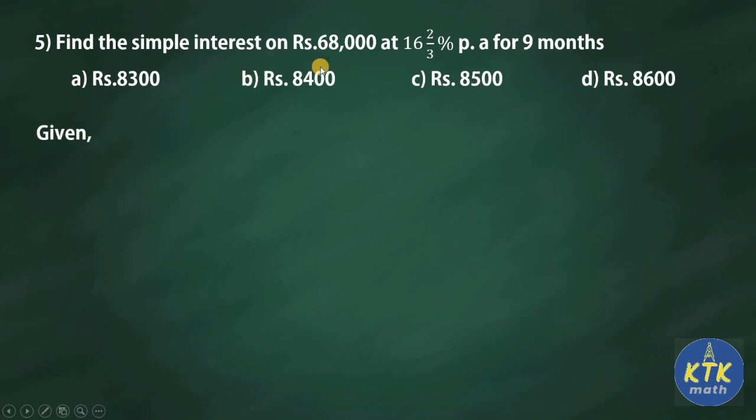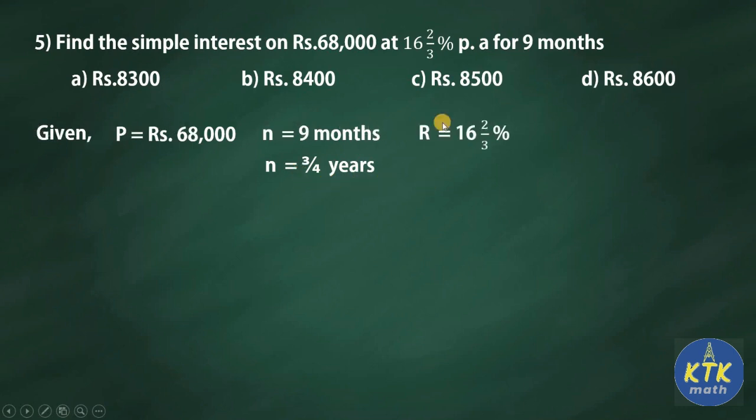First thing you need to find is what is given in the question. What are the values they gave? Principal value 68,000, and then n means the number of years. Here they gave months only, so 9 months. How can you represent 9 months in terms of years? It will be 9 by 12. 9 by 12 is nothing but 3/4 of a year. So 3 by 4 year.